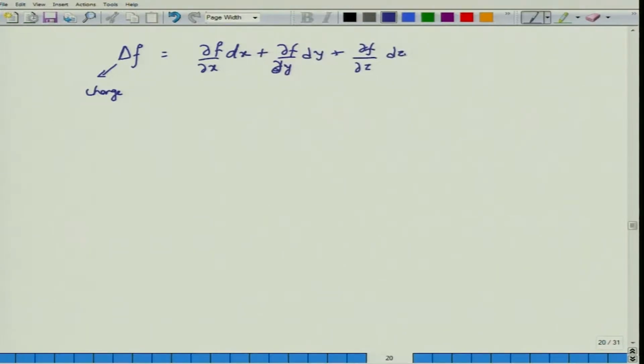Why do I need to take partial derivatives? Because f is a function of x, y and z. So it is not just a function of one particular variable, it is a function of more than one variable, therefore it is the partial derivative that needs to go in.